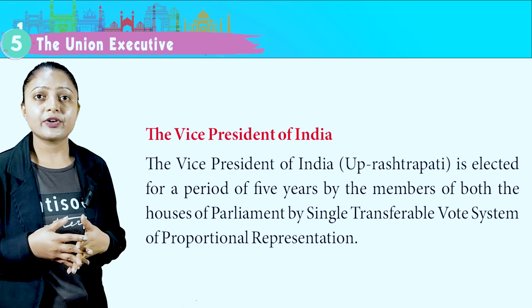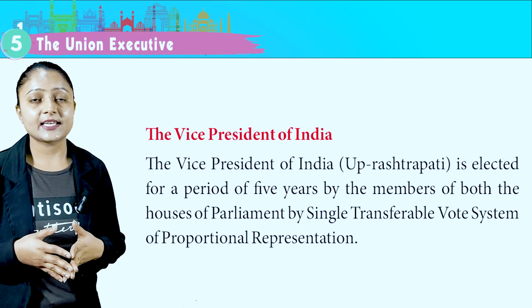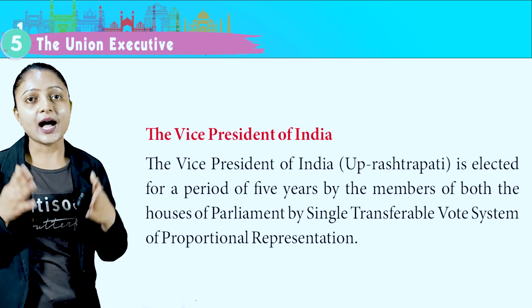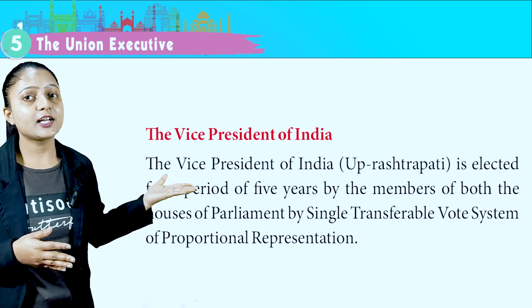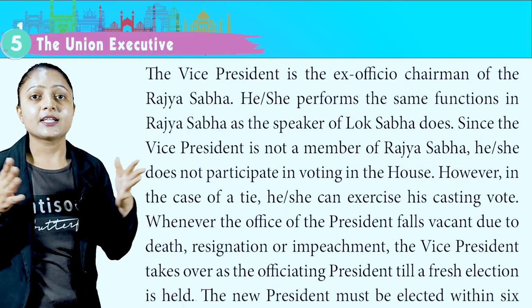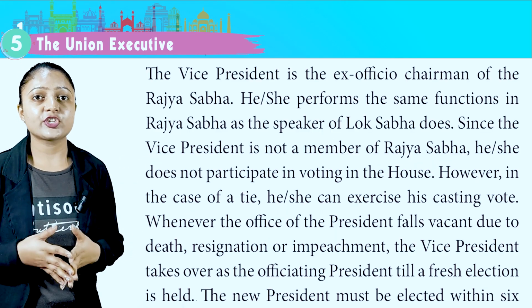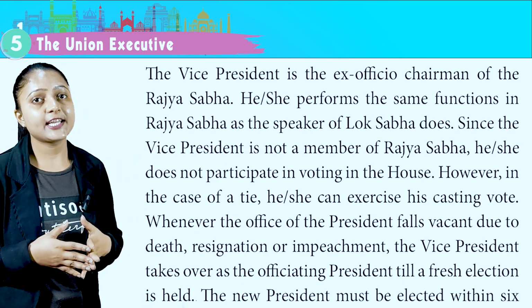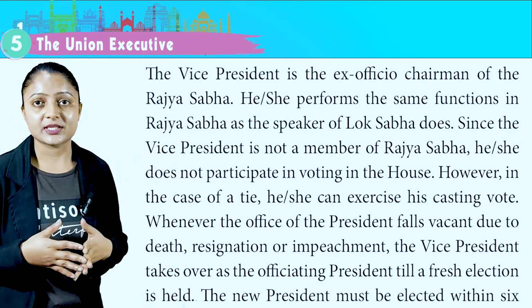The Vice President of India, Uprashtrapati, is elected for a period of 5 years by the members of both the houses of Parliament by single transferable vote system of proportional representation. The Vice President is the ex officio chairman of the Rajya Sabha. He/she performs the same function in Rajya Sabha as the Speaker of Lok Sabha does.